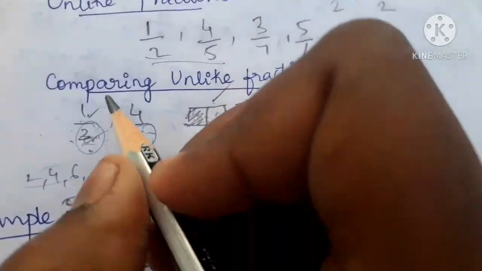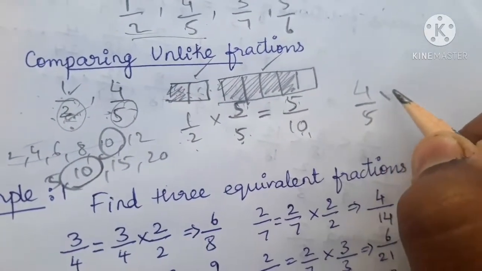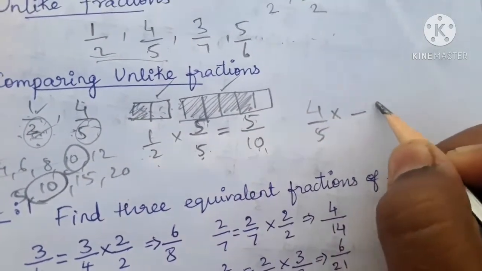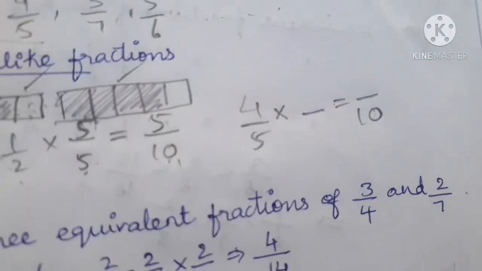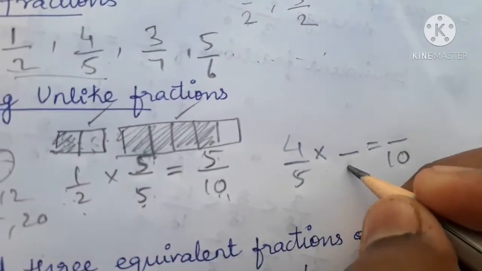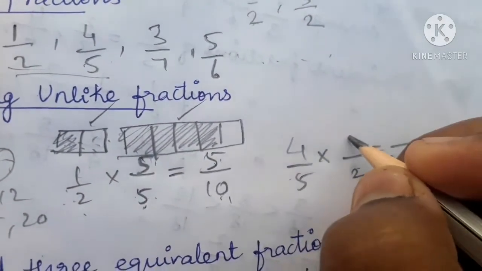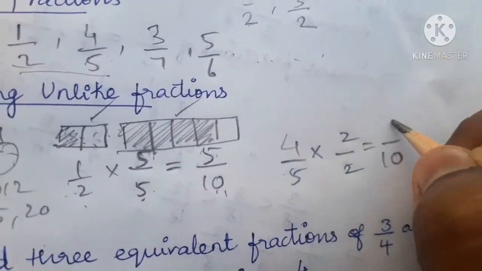Okay. So then for 4 by 5, how can you do this? 4 by 5 into dash by dash equal to dash by 10. Now you should see what number into 5 is 10. I think it is 2. So 5 into 2 is 10. Then you should multiply the same number with the numerator, which is 4 into 2, 8.